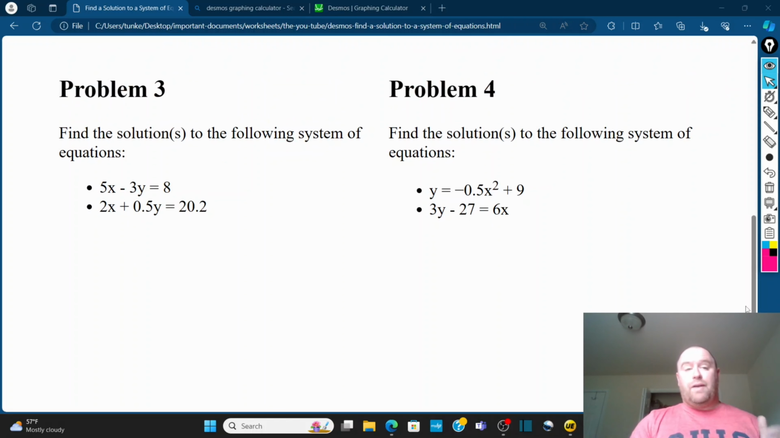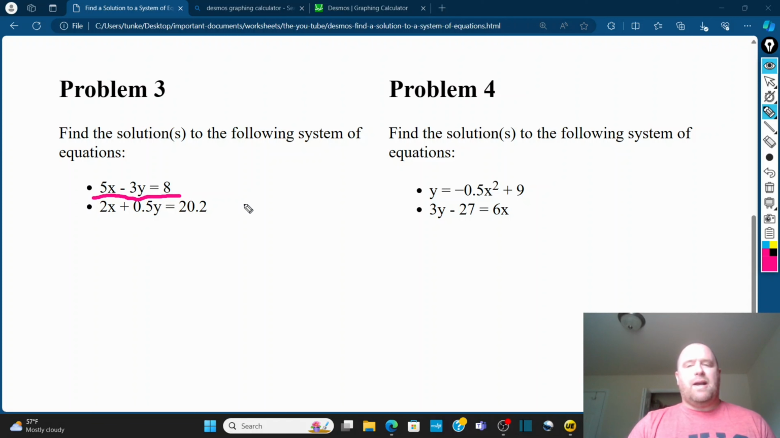Problem 3, again, we're finding the solution or solutions, but I see in problem 3, you have a system of two linear equations, so I think they're just going to intersect once. That would be my assumption. But we can always check it with Desmos. We know they can only intersect once.